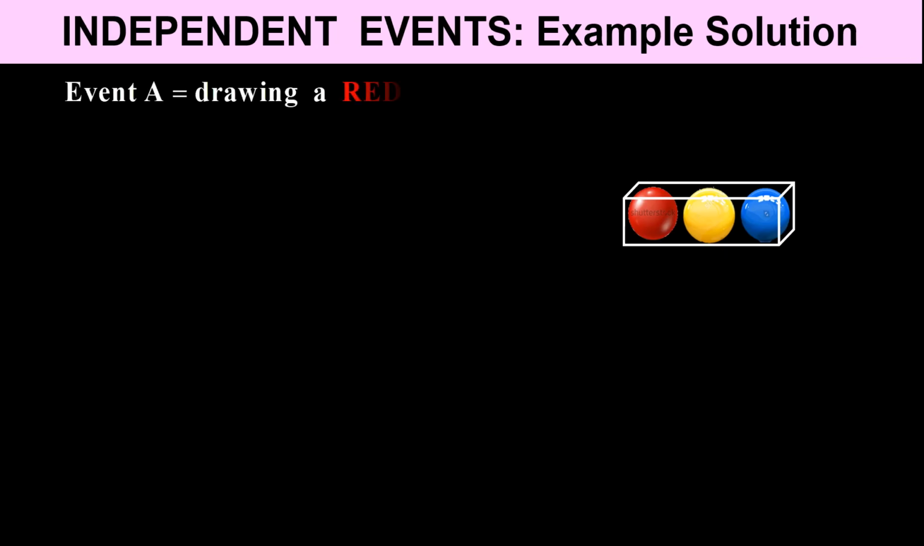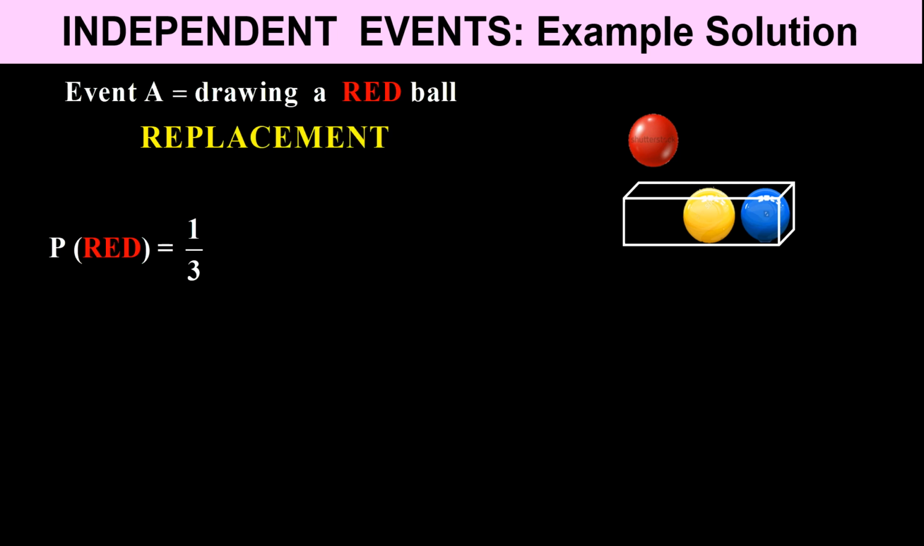So event A is drawing a red ball. If we draw a red ball, see there we're taking out a red ball, and what's the probability of drawing a red ball? There's only one red ball, so its probability is 1 over 3. But it says replacement, so in other words we must put the ball back again.